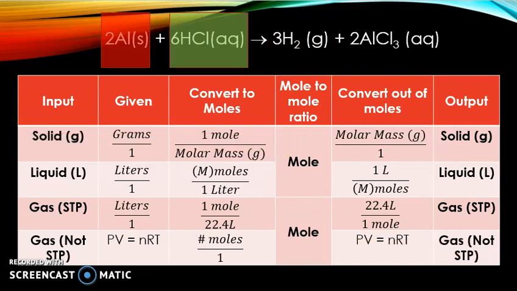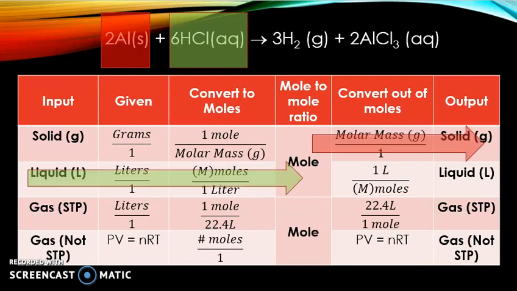Let's take a look at another scenario. What if I'm given the information about HCl but asked about Al? I would start off with my liquid conversion instead. So my liters would go over 1 and I'd have to use its molarity to convert to moles. Once you're in the mole-to-mole ratio, you could apply the molar mass at the end to go back to grams of that solid. Notice how it's all driven by those state symbols. It decides your pathway forward for you. They're really important.